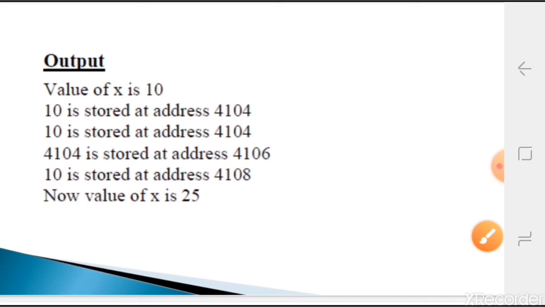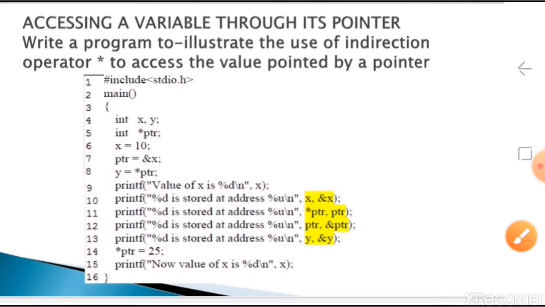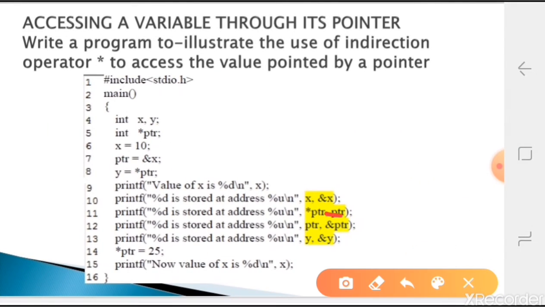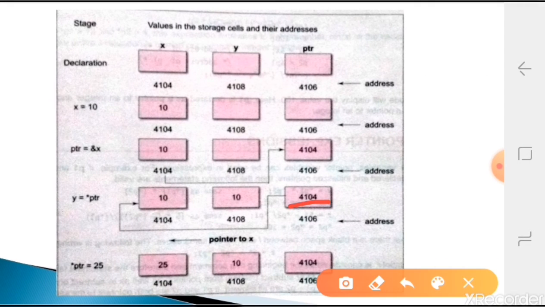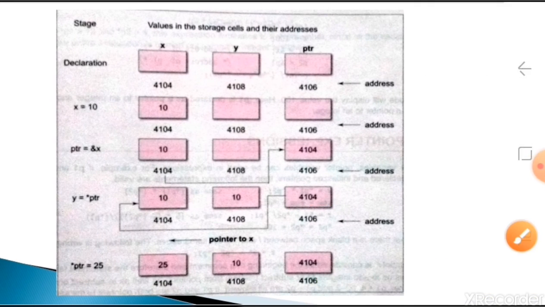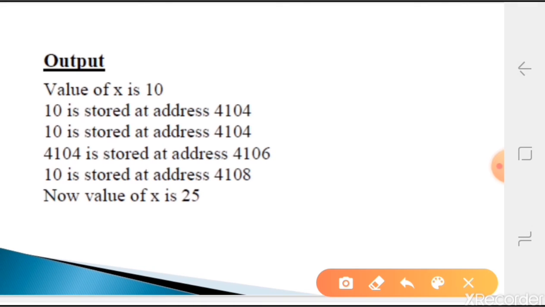And we're displaying the value of ptr. So what is the value of ptr? The value of ptr is 4104, so it will display 4104. So these two lines are almost the same.